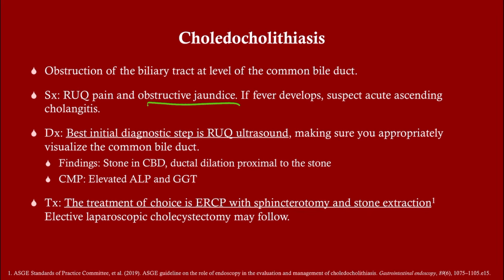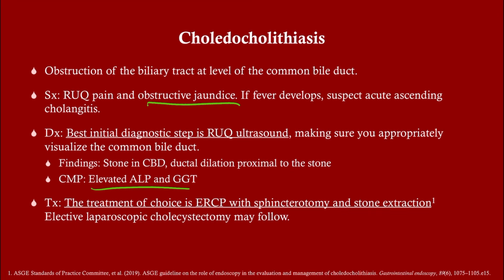thinking of choledocholithiasis. So again, best initial test is right upper quadrant ultrasound, but make sure that you're looking at the common bile duct. What you would see is a stone in the common bile duct and then dilatation proximal to the stone. On your CMP, you should see elevated ALK phos and GGT because we're dealing with a pathology of the bile ducts here.